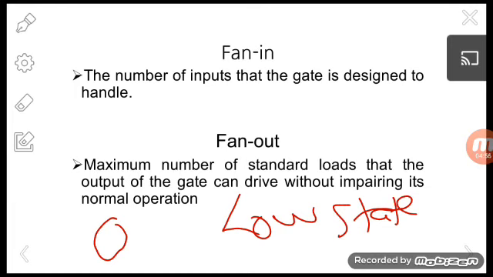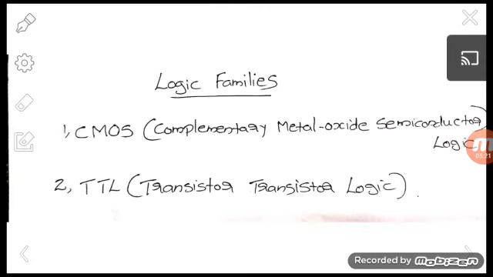For a given gate, we determine the high state fan out and the low state fan out, and the smaller of these two numbers is taken as the actual fan out of the given gate. So that's about fan in and fan out.